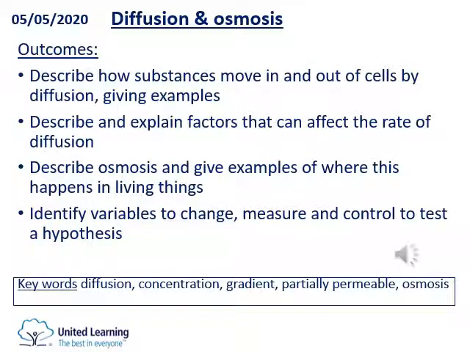What are you going to be learning today then? During this lesson we are going to be describing how substances move in and out of cells by the process of diffusion, and we'll be giving some specific examples of that. We're also going to have a go at describing and explaining factors that can affect the rate of diffusion, so how fast diffusion happens. Then we're going to move on to describing what osmosis is and giving examples of where osmosis happens in living organisms.